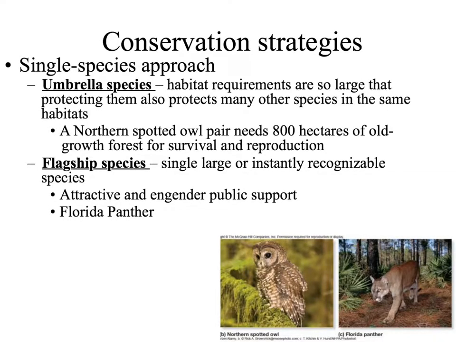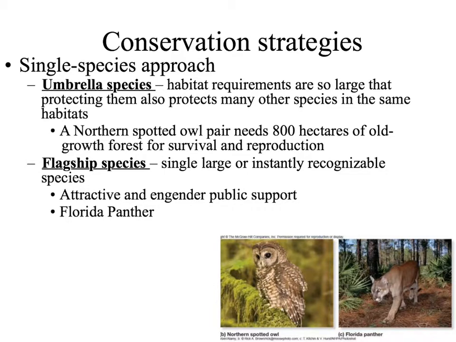Sometimes we choose umbrella species. These are groups that require large habitats or large spaces for them to survive and reproduce. An example of an umbrella species are the northern spotted owls. For one mating pair to reproduce, they need 800 hectares of old-growth forest. By protecting the owls in their habitat, we also preserve large tracts of forest where other organisms can live. So umbrella species allow us not to focus on one group, but actually save habitats and large amounts of diversity in an area.